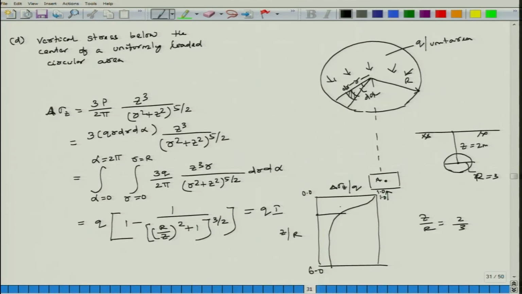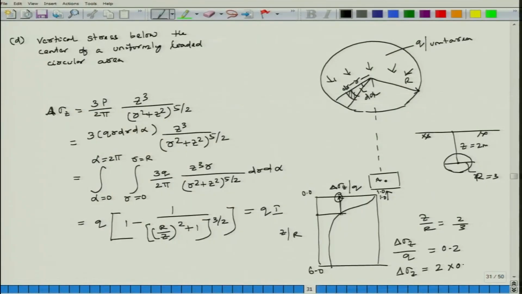What value you are getting, you extend it, it is intersecting the curve on the chart. Once you extend it, then you are getting the value of delta sigma z by q. Suppose this value is equal to 0.2. Now the increase in stress delta sigma z below z is equal to 2 meter is equal to q, what is your load intensity? For example, load intensity is say 2 kilonewton per meter square. So it will be 2 into 0.2, so it will be 0.4 kilonewton per meter square. So this is how you are going to find it out from the charts.